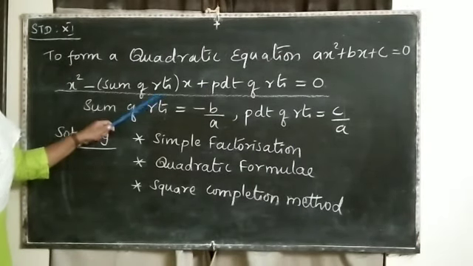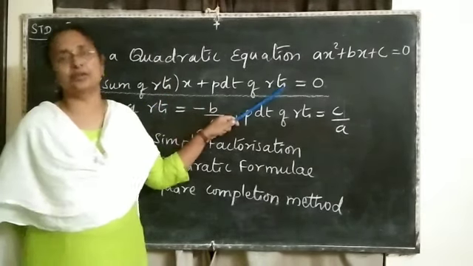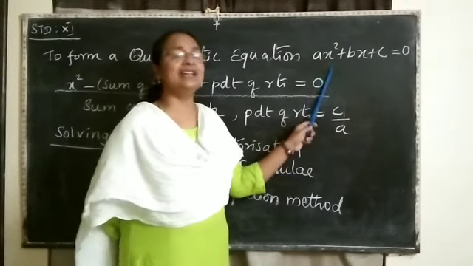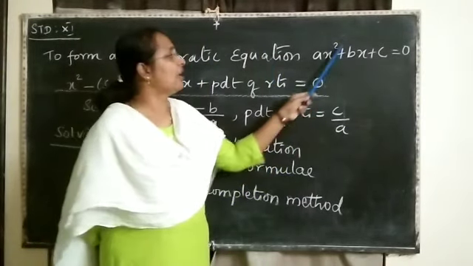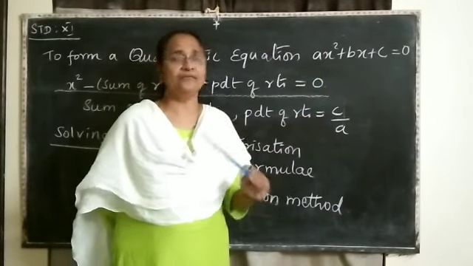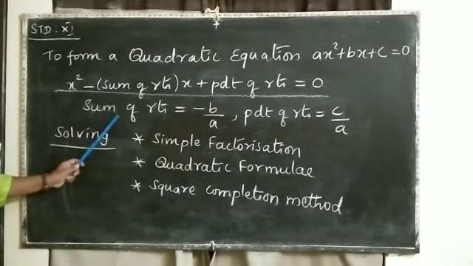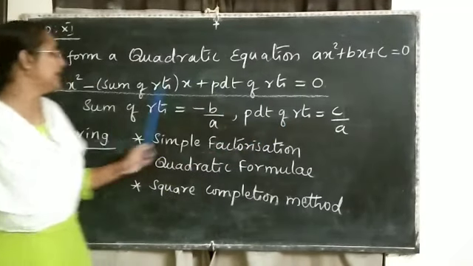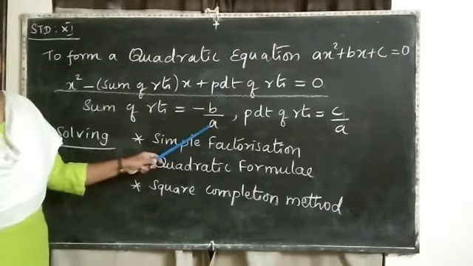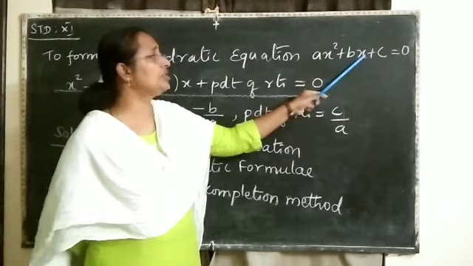In order to frame this equation, I need the values of the sum of roots and the product of the roots. We know that already. For a quadratic equation, we will have two roots, according to the highest power of x given. Now, there is one more format to find the sum of roots and product of roots. Look into this. Sum of roots is equal to minus b divided by a. What is b here? It is the coefficient of x.